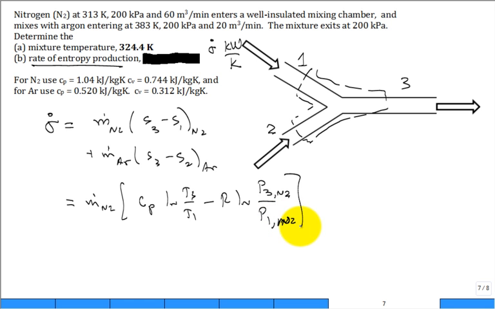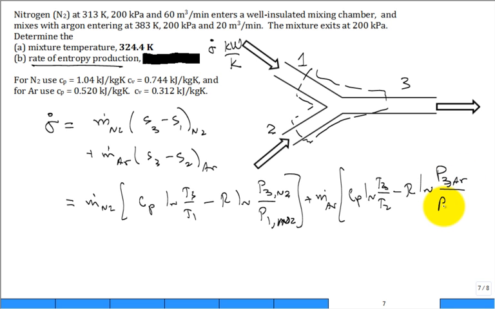That's N2. And then let's add to it the mass flow rate of the argon, C sub P of the argon, natural log of T3 divided by T2 minus R, natural log of P3 of the argon divided by P2 of the argon. Let's do some checks. C sub P of the nitrogen, no problem. C sub P of the argon, no problem. T3, we calculated. T1, we know. Those are known. This R is R bar divided by the molar mass for the argon and the nitrogen.